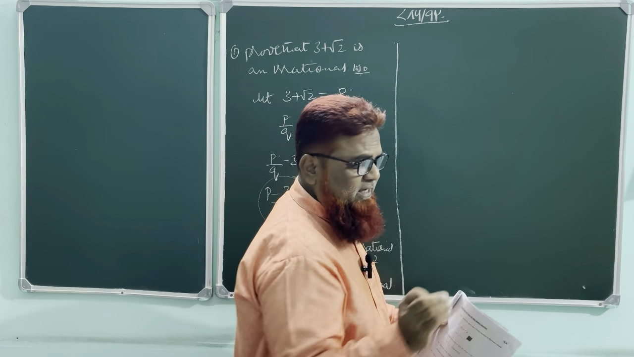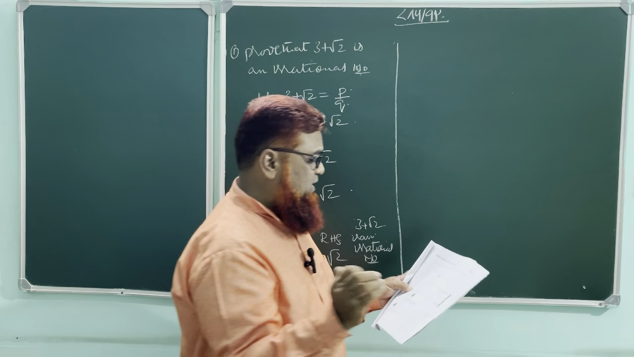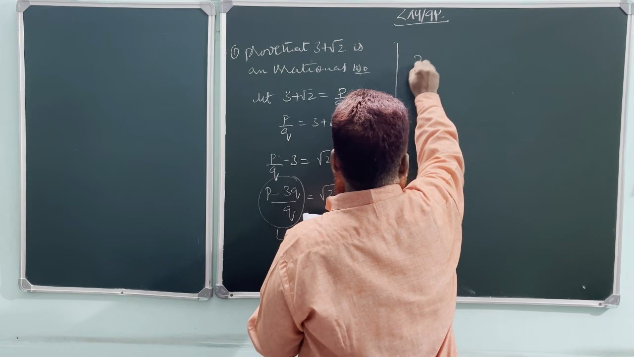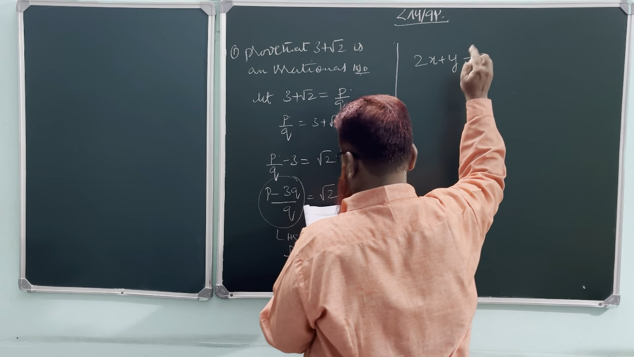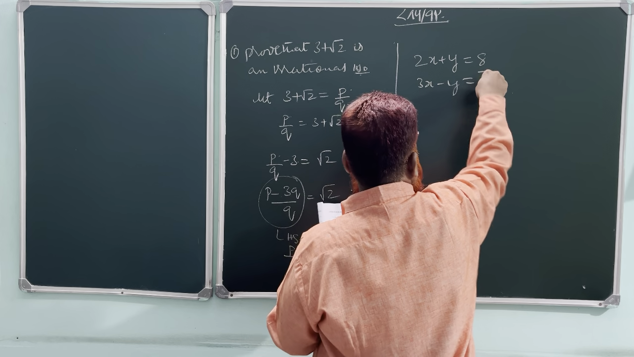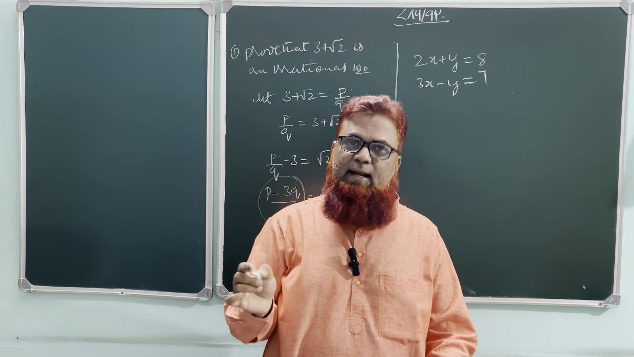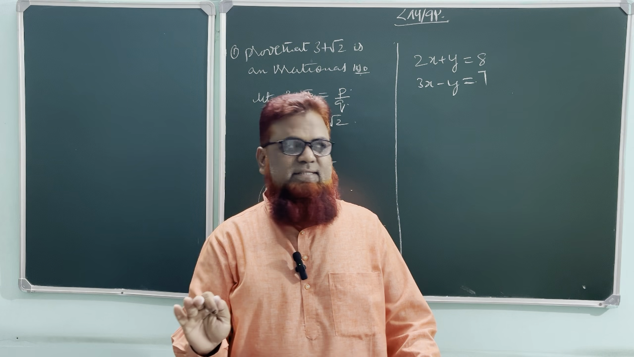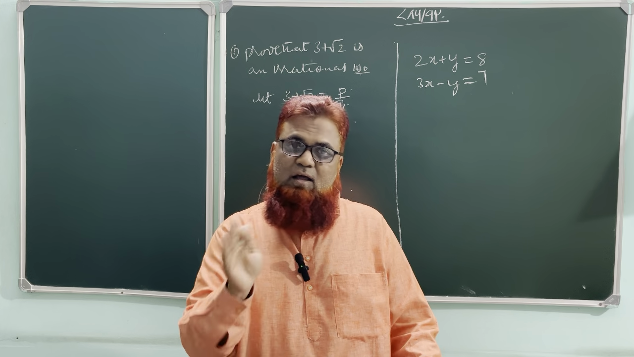Now this is particularly asked to be solved by the elimination method. Let's see that one. 2x plus y is equal to 8, 3x minus y is equal to 7. The name of the method itself indicates what? It is an elimination. Eliminate means you have to eliminate either the x variable or the y variable.